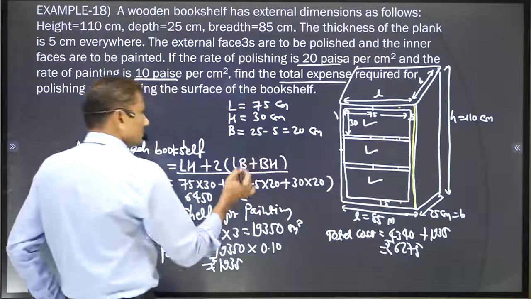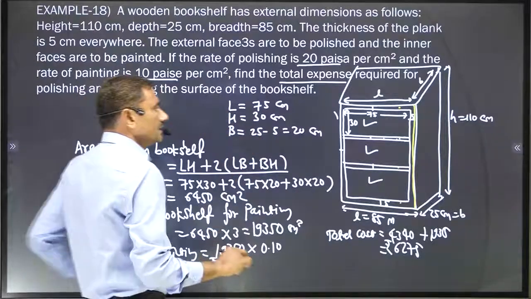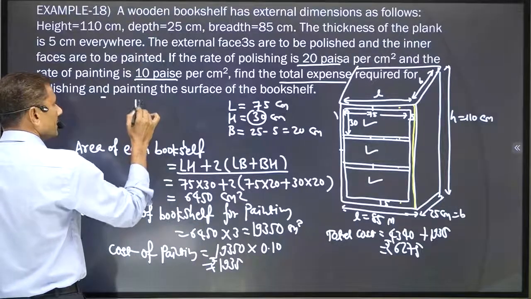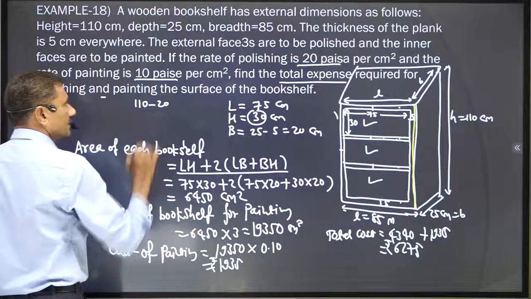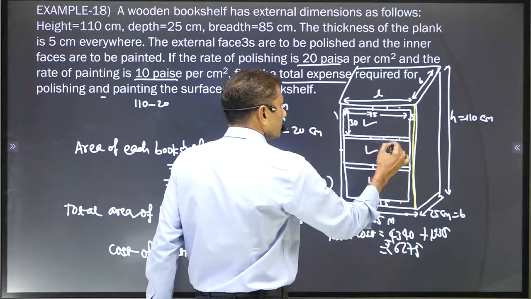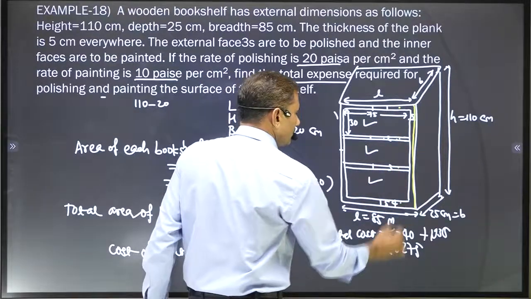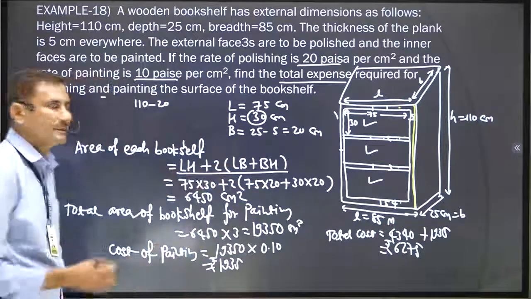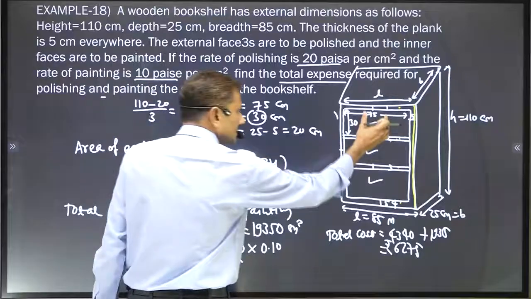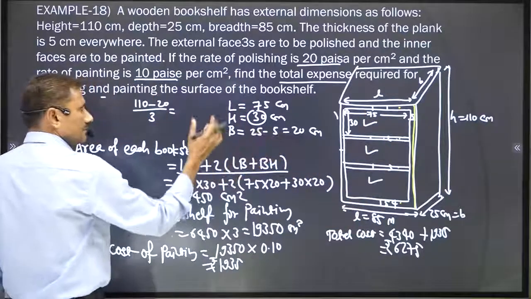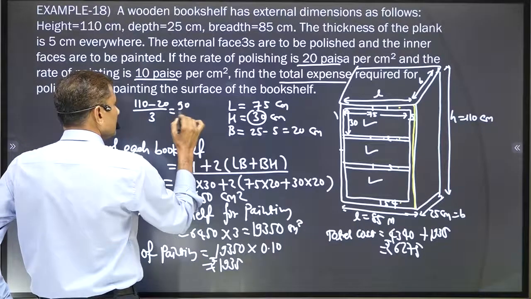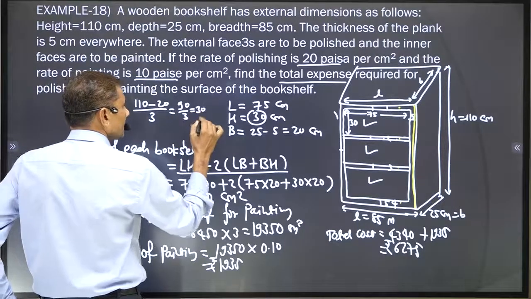Okay. So in the previous one, sorry, not here. Where did 30 come from, I am writing again. So 110 total length, 20 I subtracted. Why was 20 subtracted? 1, 2, 3, 4. 4 times a strip came. Divide by 3. Why? Because there are 3 bookshelf parts of the same size. So we got 90 by 3, 30. Okay, so that comes here.